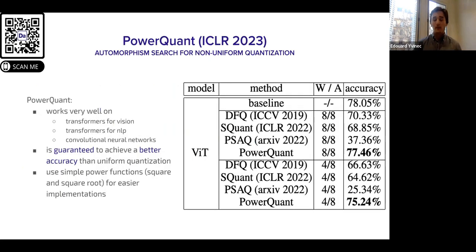And what we found out is that in most instances, the best transformation is the square function. So obviously, the square function is well supported by most hardware. It can be implemented using only integer values. And what we observe is incredible results across a wide variety of networks and applications.